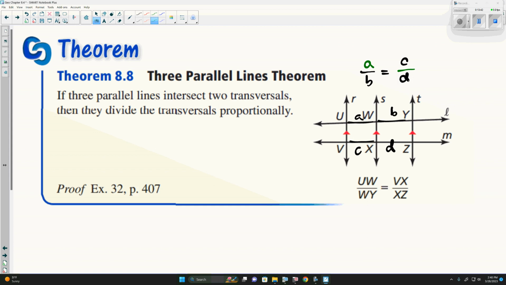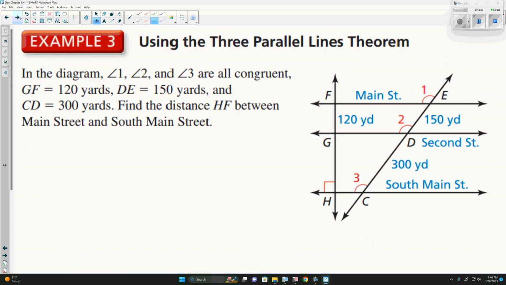So if we look at an example of this in the diagram, angles 1, 2, and 3 are congruent. They're the same. GF is 120. DE is 150. CD is 300. Find the distance HF between Main Street and South Main Street. So we want to find this whole distance. But we need to find what distance first? GH, yes?